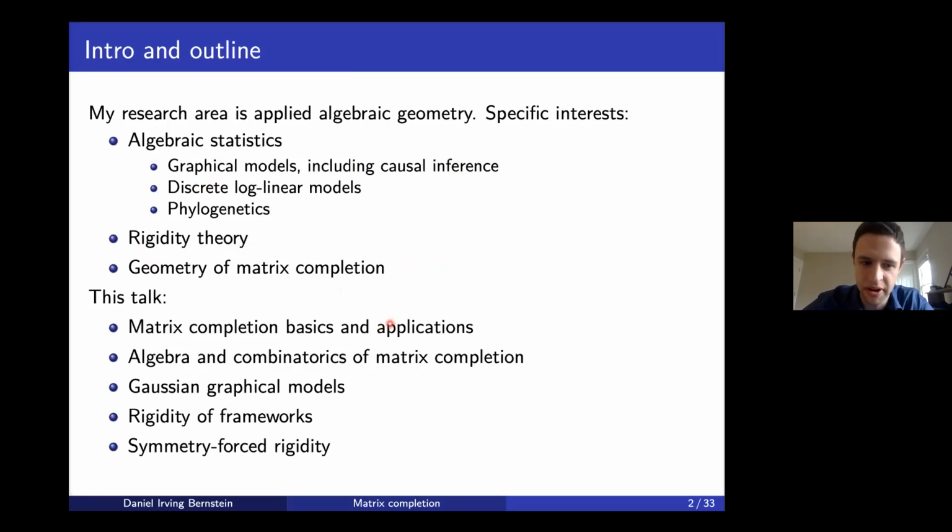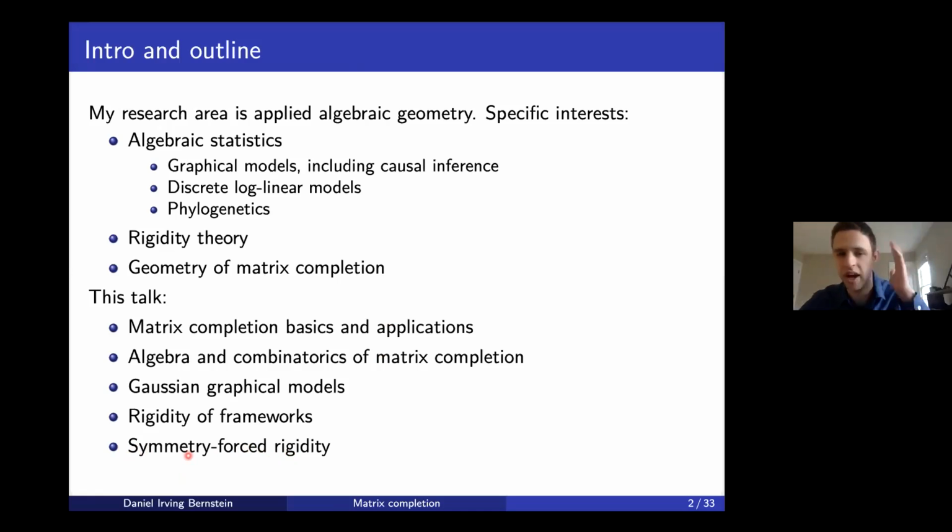So in this talk, I'm going to start by giving you the basics of matrix completion, mentioning the applications of it. Then I'll shift gears into talking about the algebraic combinatorial perspective on this. This is going to segue into some results on Gaussian graphical models that are related. And that will serve as a bridge also to the rigidity of frameworks, which can also be looked at as a different sort of matrix completion problem. And in the last part, I'll talk about some symmetric rigidity. It's possible I won't have enough time to get to this, which is fine.